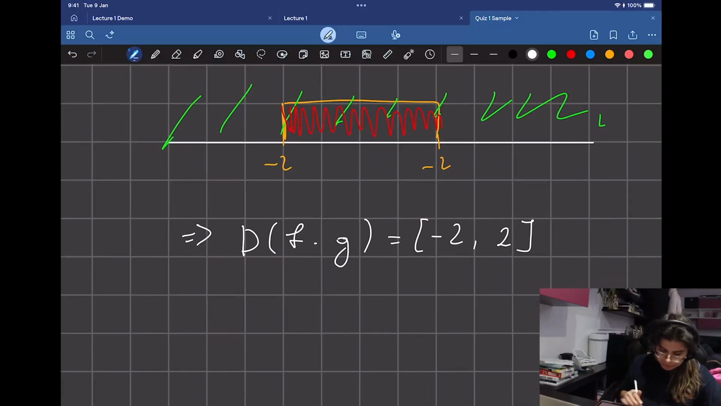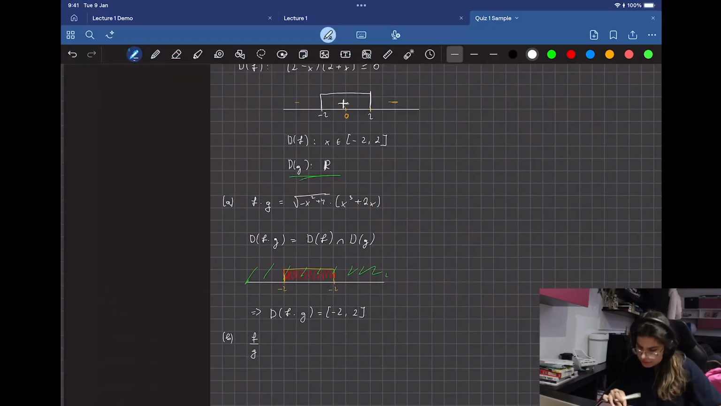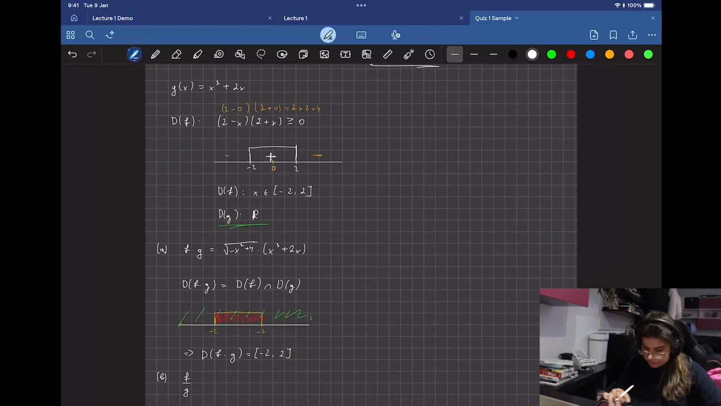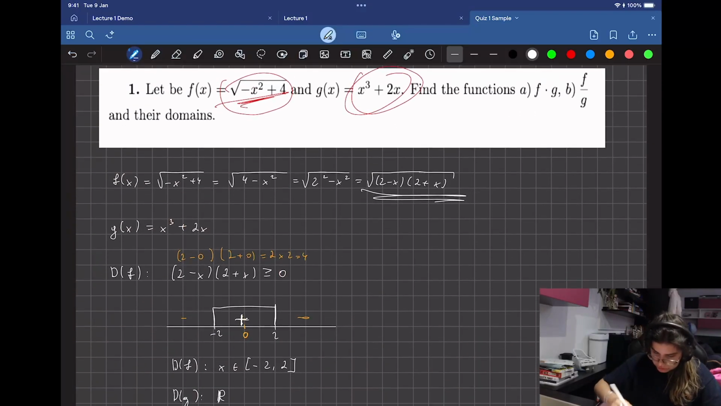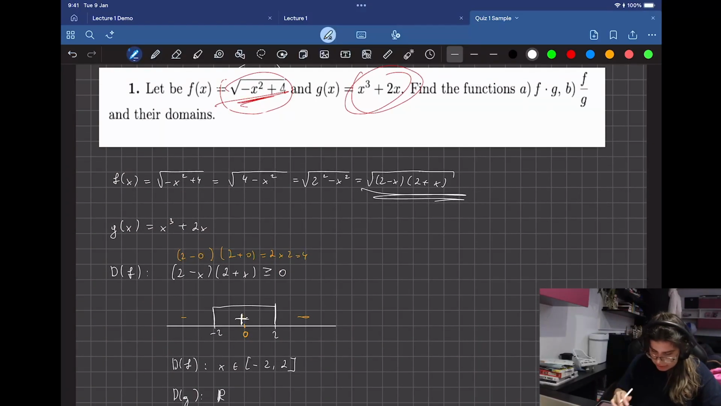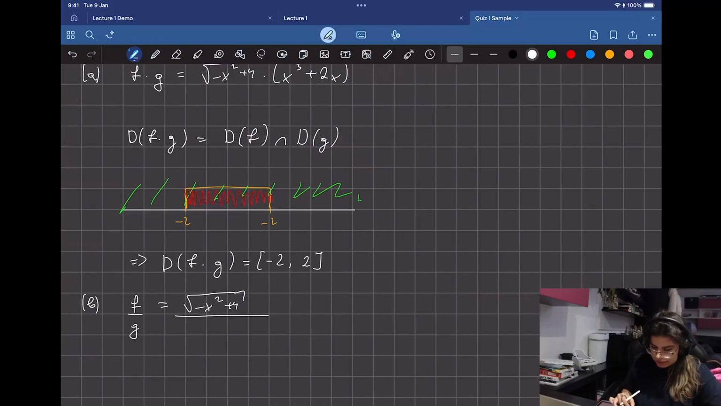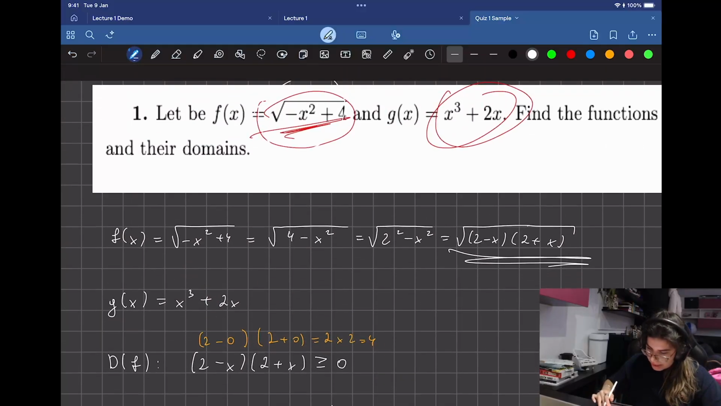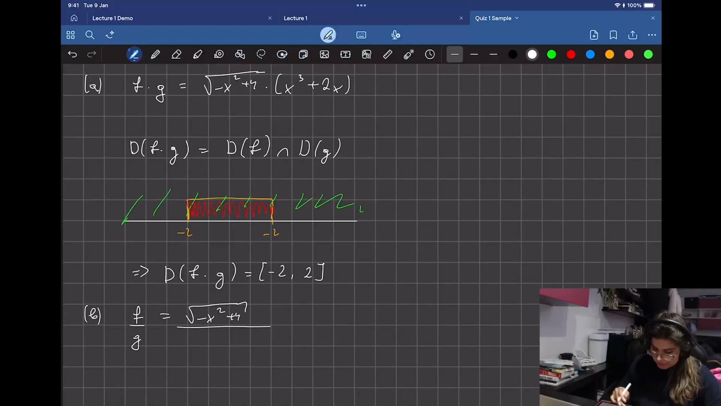Okay, now b. It's very similar. We start nearly the same way, f divided by g. Was that the question? Yes, f divided by g. So again, for f, you just take the value of the function and you just write it down. So that's square root of minus x squared plus 4 divided by, and then for g, same thing. You just go back to the original question and you just copy this thing, x cubed plus 2x.